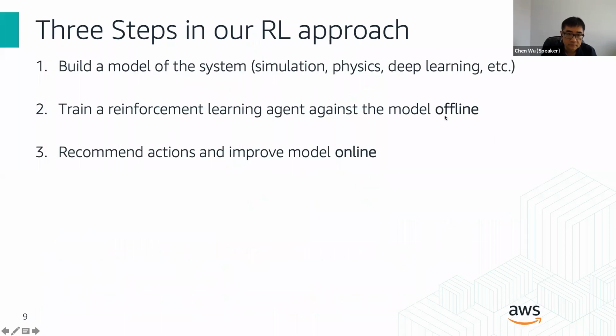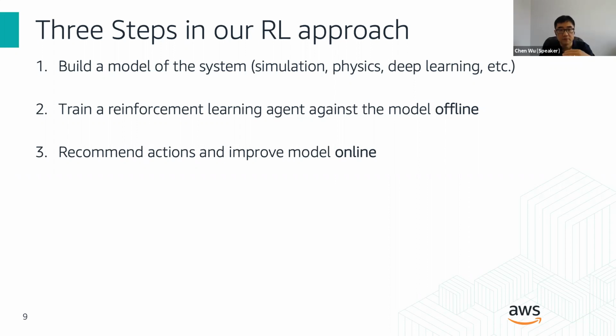So the 3 steps in our reinforcement learning approach is that we tend to adopt model-based reinforcement learning. Essentially, we want to build a model of the system, either through a simulation, or using first physics principles, or maybe using deep learning to learn the mappings between the transitions between states. And then once you have that, you can train a reinforcement learning agent.